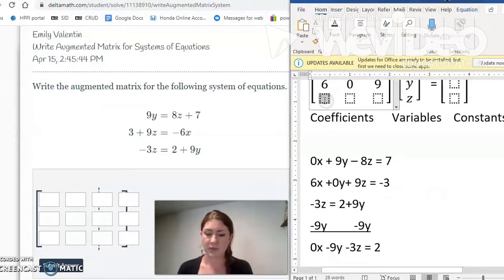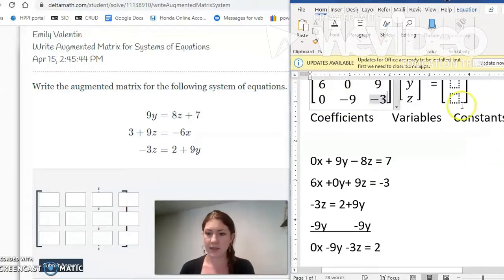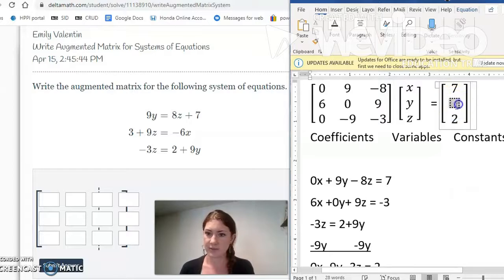So last but not least, I'm putting those coefficients up here for the third equation. And that equals 2. Oops, I forgot to put the negative 3 here.